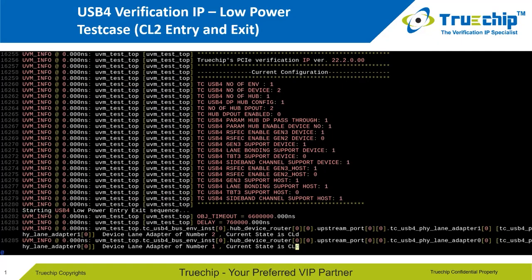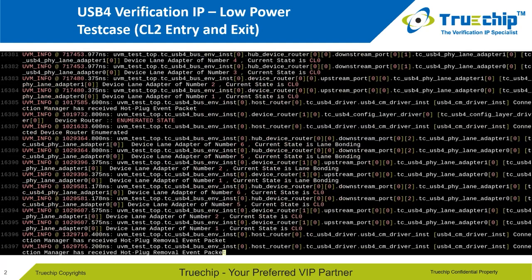TrueChip VIP supports the three low power states CL2, CL1 and CL0s. This test case holds the intention to test the successful entry and exit process into the CL2 state. The test case has been run on Gen 3 with lane bonding on and RS-FEC encoding enabled configuration. It has one host, one hub and two USB4 devices connected. The lane adapters in the host, hub, and device routers will reach CL0 state after successful training and lane bonding.